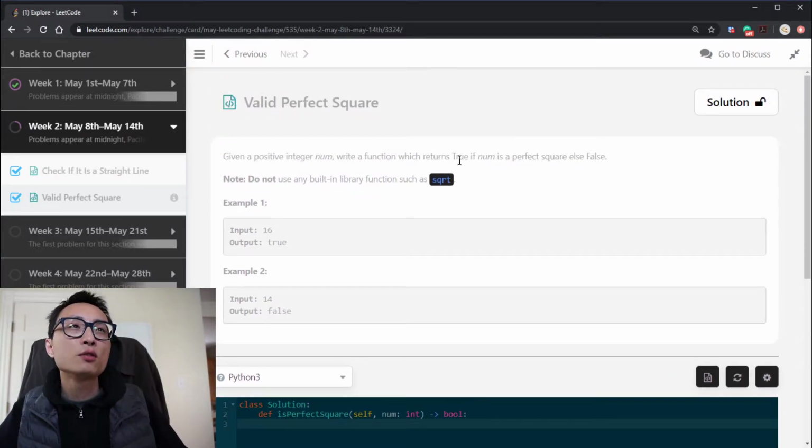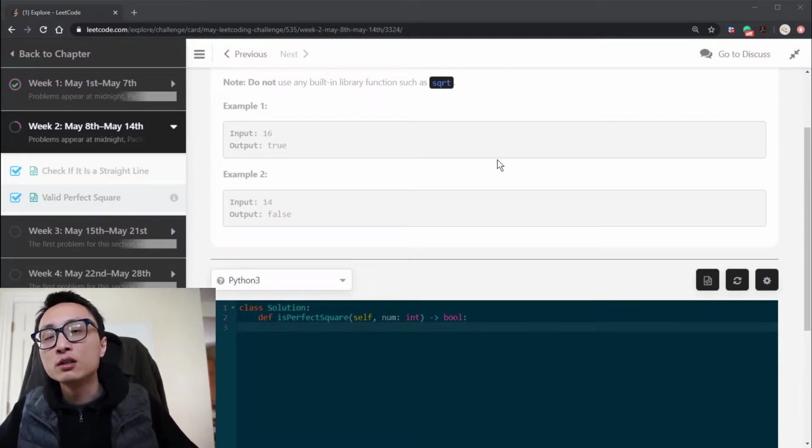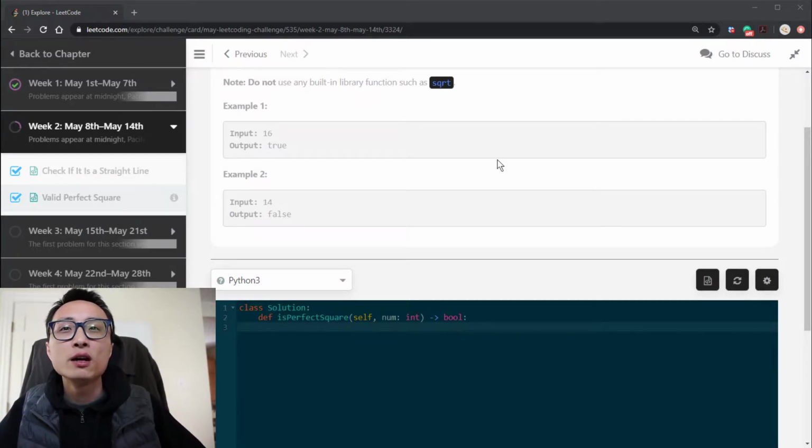To solve this question, we can brute forcefully try every integer between 1, that's the lower bound, and the number itself, the upper bound. For all the integers in between, we just test whether that integer squared equals the number itself or not. If we couldn't find one, we just return false. If we can find one, we return true.